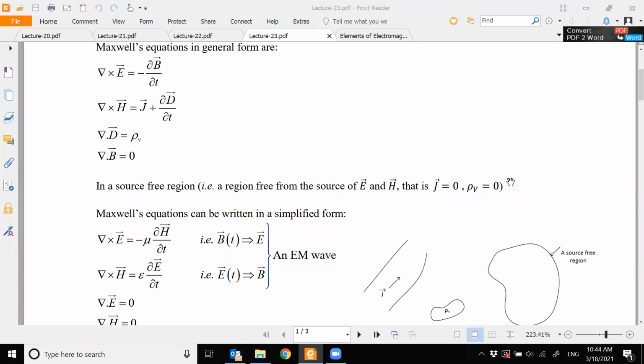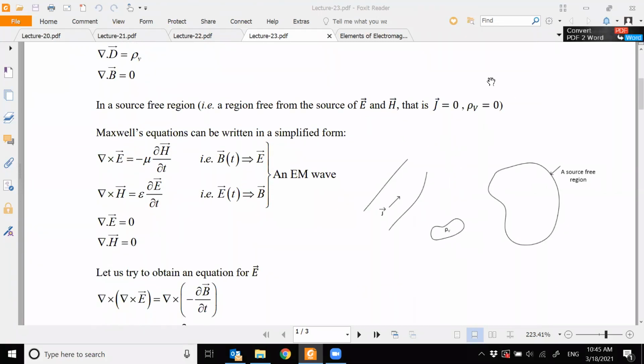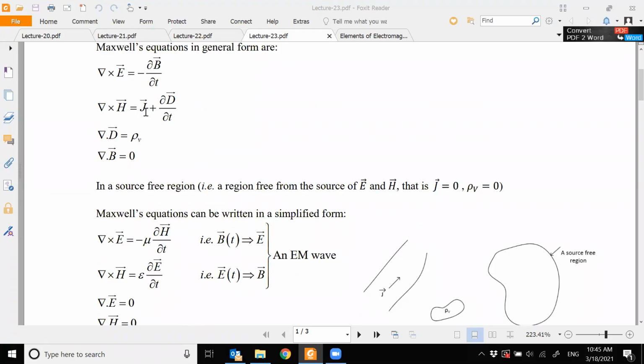Of course, these fields are generated by some source, but they are now away from that source, in a source-free region, and how they behave there is what we are trying to see. So we make J equal to 0 and ρ_v equal to 0. We are in this region where we don't have any sources, so in this case ρ_v becomes 0 and J becomes 0.